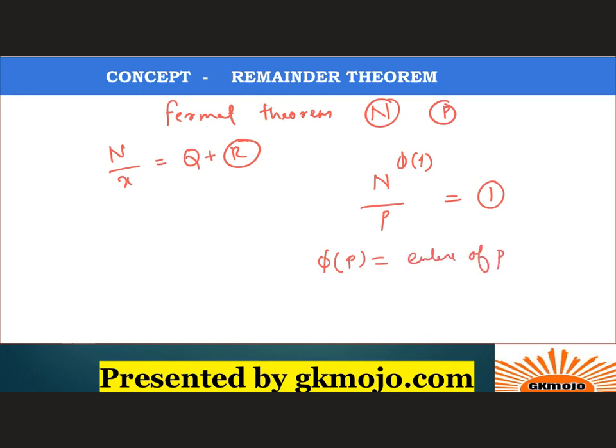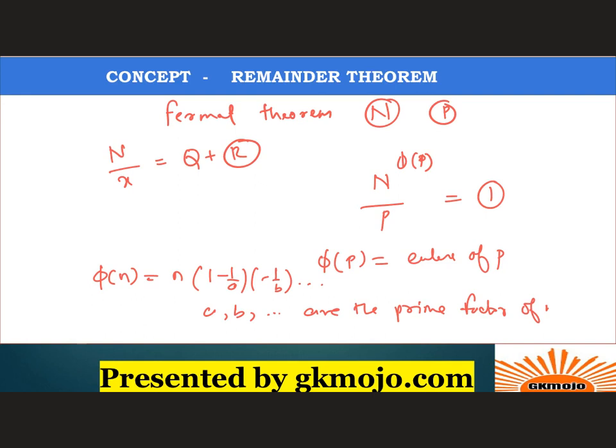What is this Euler? Now you will be confused कि अरे ये क्या फॉर्मूला बता दिया. तो I'll explain you what this Euler is. So basically कोई भी नंबर n का अगर आपको यूलर फाइंड करना है, this is called totient. तो उसका फॉर्मूला है n इंटू 1-1/a इंटू 1-1/b and so on, where a, b and so on are the prime factors of n.